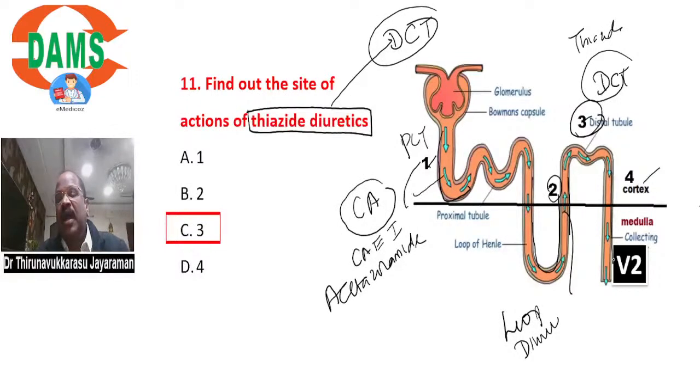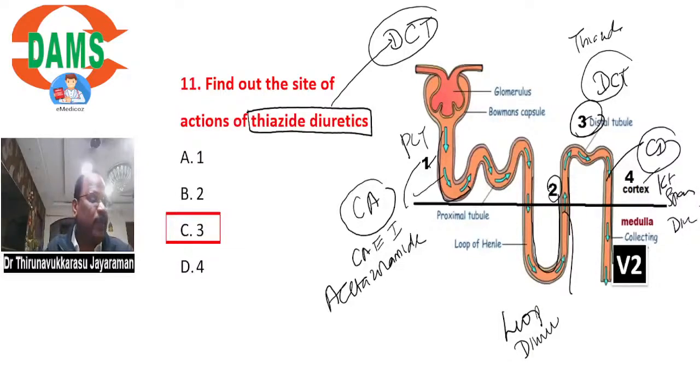And then collecting ducts. Drugs acting on collecting ducts are potassium sparing diuretics, like spironolactone. Okay, so here the answer is option C. I'll give an extra point also for you.